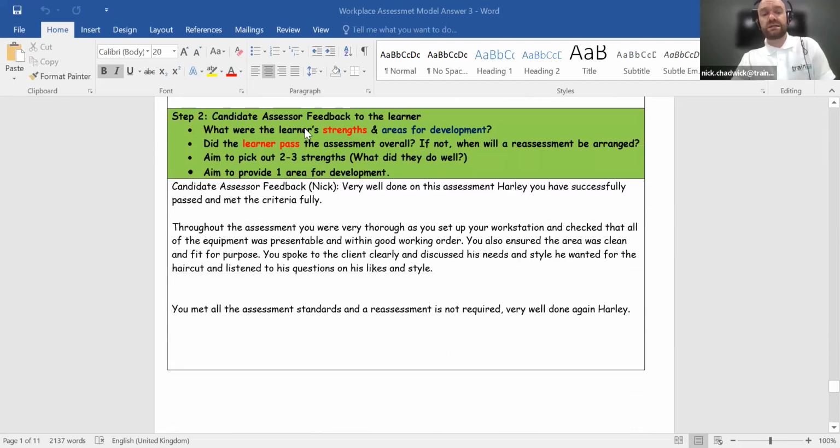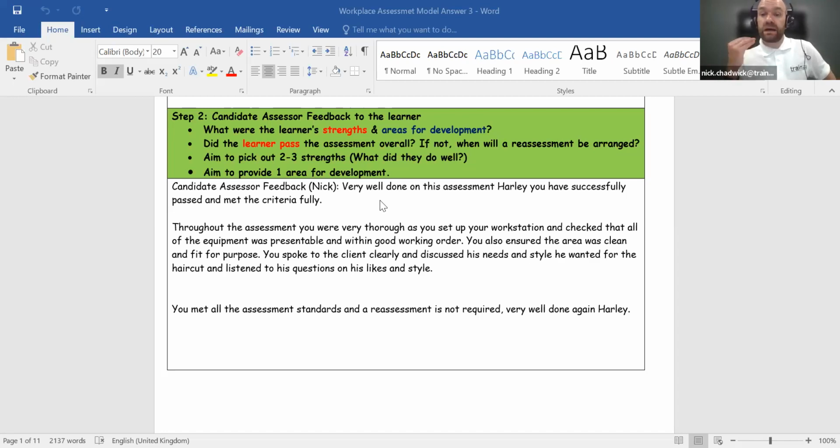Step 2 is the candidate assessor feedback to the learner. So this is thinking about what are the learner's strengths, the areas for development. So, did the learner pass the assessment overall? You know, if they failed the assessment, then of course, a reassessment will need to be arranged. But for here, we would like for you to pick out 2 to 3 strengths. What did they do well? And also aim to provide perhaps an area for development as well.